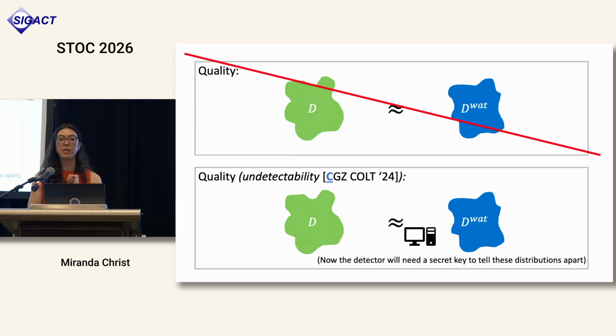Okay. And so now we can replace our old quality definition with this computational indistinguishability based definition. But note that now we'll actually need a secret key to detect the watermark because without the secret key, these two distributions are indistinguishable.